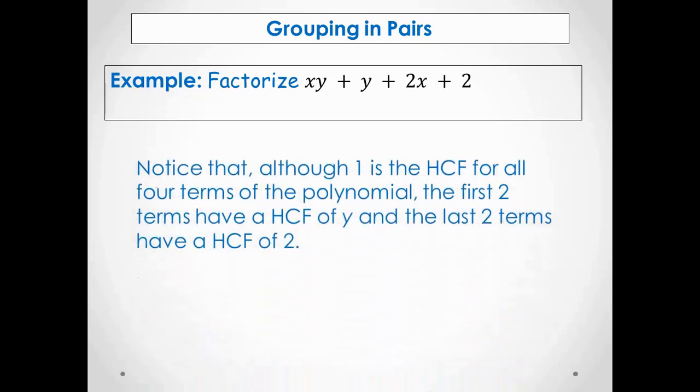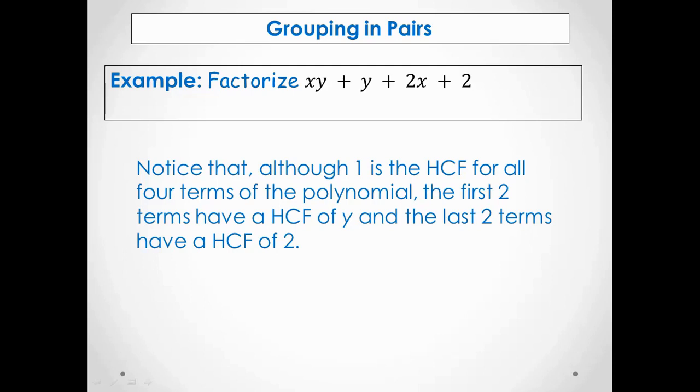But if you notice, although 1 is the highest common factor for all the 4 terms, by pairing or grouping the terms in pairs, we realize that for the first 2 terms we have a common factor of y, and for the last 2 terms we have a highest common factor of 2. And as such, we can factorize by grouping in pairs.